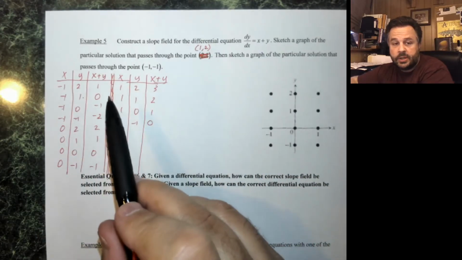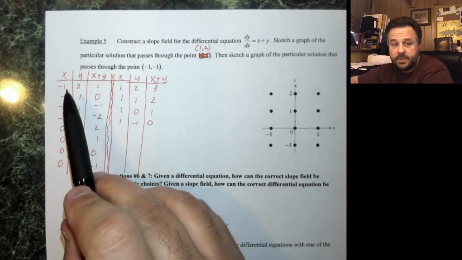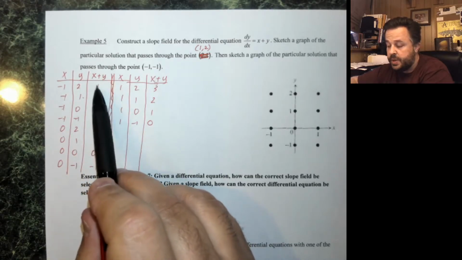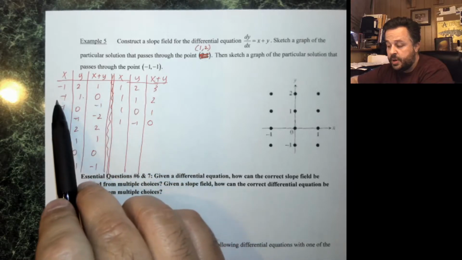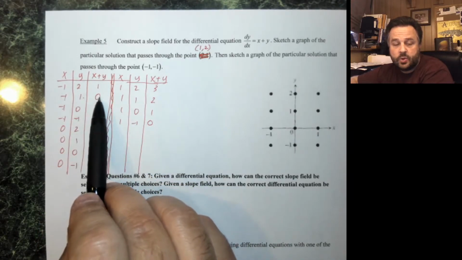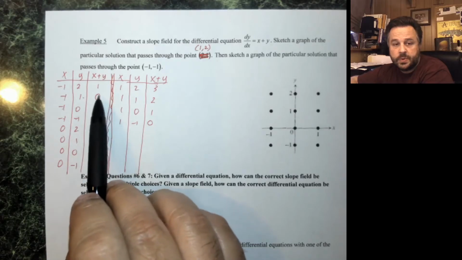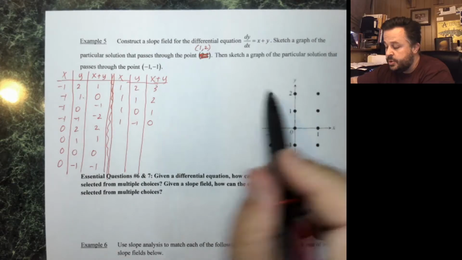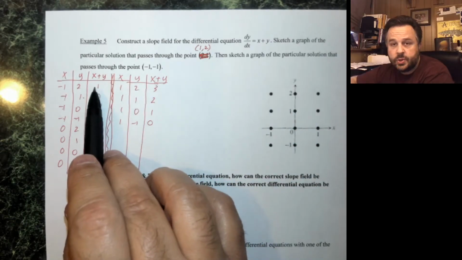Well, again, we're just going to draw a little segment. So I'm going to draw a little segment through the point negative 1, 2 that has a slope of 1. I'm going to draw a little segment through the point negative 1, 1 that has a slope of 0, and so on and so forth. So let's start right here with the point negative 1, 2. That's this one. And I'm going to draw a line that has a slope of 1.